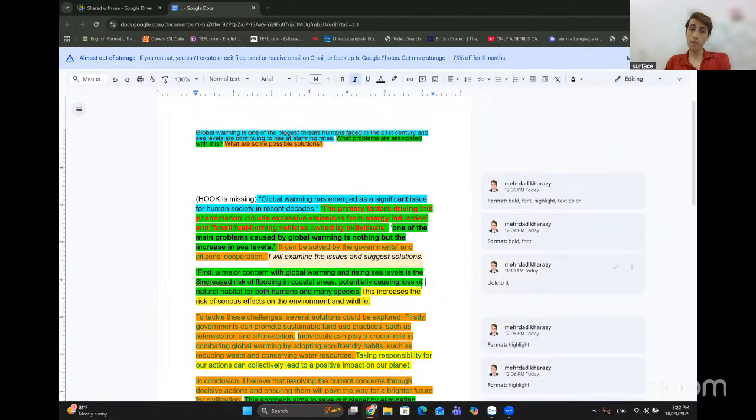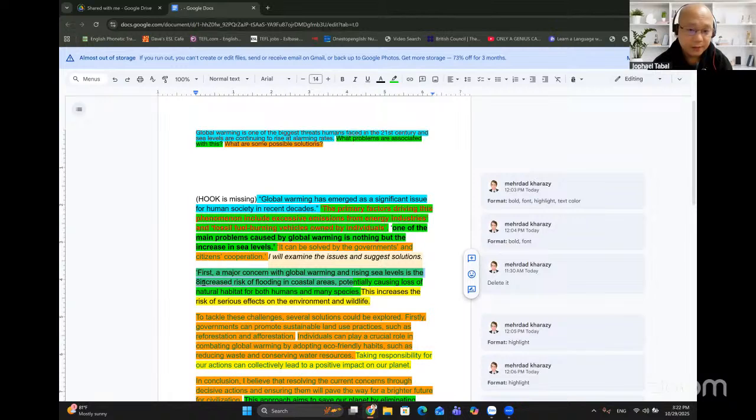And here we have the first major concern with global warming and rising sea levels is that increase of the flooding, right? Increase.